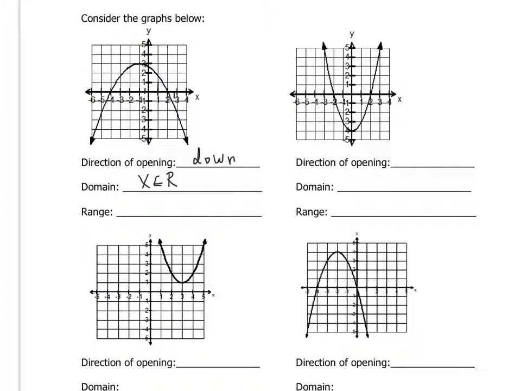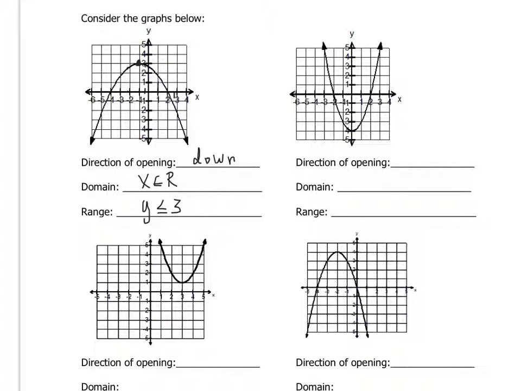And for the range, you would need to look at the vertex. Because this one opens down, the highest y value that you're going to have is y equals the y coordinate of the vertex. Everything else is going to be below that. So it'd be y less than or equal to the y coordinate of the vertex, which is 3.